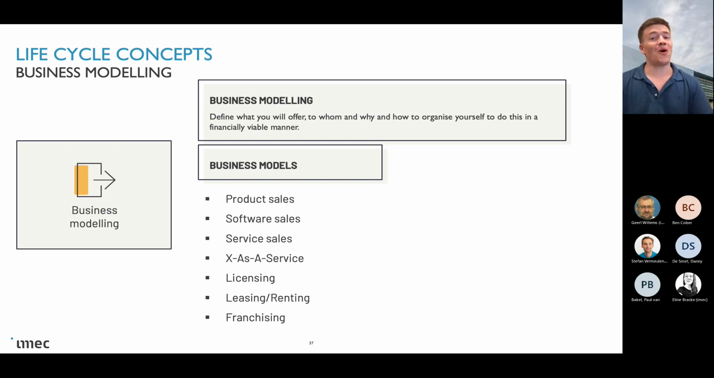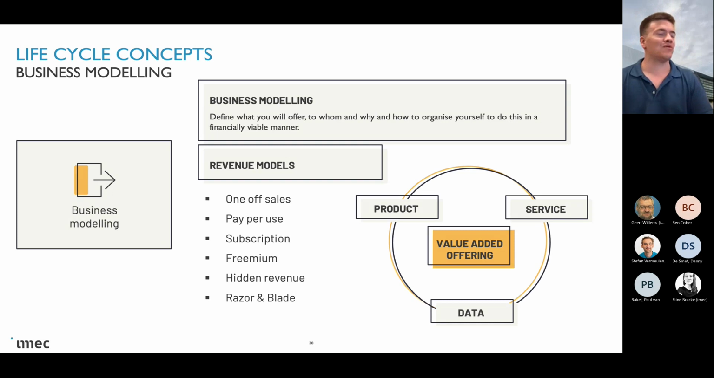Next to that business model, there's also a revenue model. So it's the way that you generate profit or income. There's, as I said, the one-off sales, but there's also pay-per-use, which for a coffee machine would maybe be weird, but think of the Totals of this world. They have these coffee machines where you pay every time you get coffee. So it's definitely something relevant. And what is important here is that these revenue models either focus more on product sales or service sales. And then in between, maybe you can also sell data.